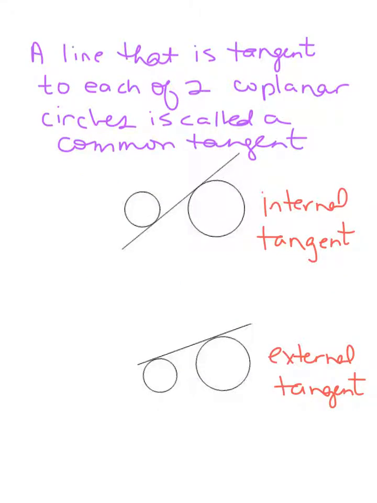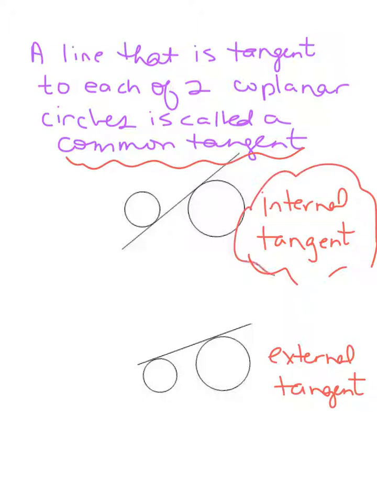Now if I have a line that is tangent to each of two coplanar circles, we call that a common tangent. So we're talking about the lines right now. In this first example, I can say that we have an internal tangent. And what that means is that the line is going in between or inside. I like to look at internal as saying inside the circles. If I'm looking at an external tangent, then I know that's going to be on the outside. So if you notice, this line that's tangent does not go in between the circles. It basically stays on the outside.